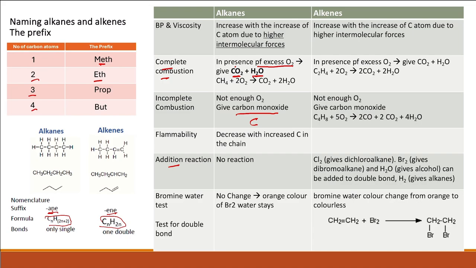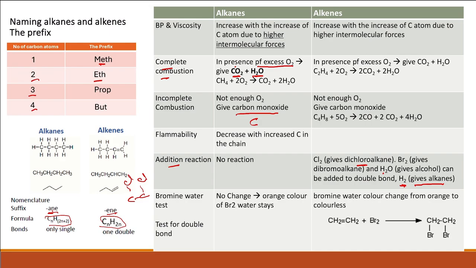So when you add chlorine, that will give you a dichloroalkane. Basically the double bond is broken and then you replace it with two chlorines. And then if you add water, that will give you an alcohol, where the hydrogen is added to one carbon and an OH is added to the other one. And if you add bromine, that will give you a dibromoalkane. And then if you add hydrogen, that will give you alkanes.